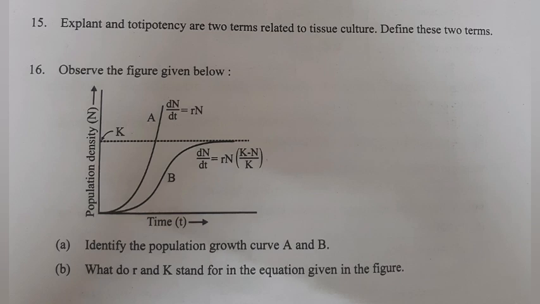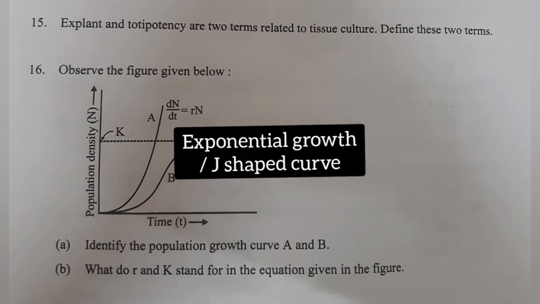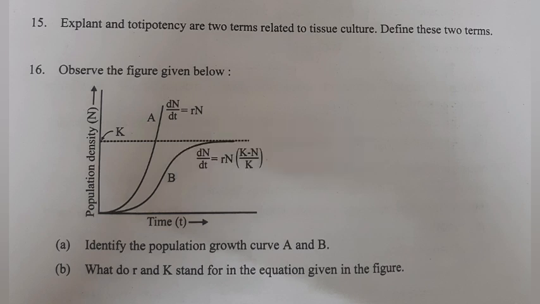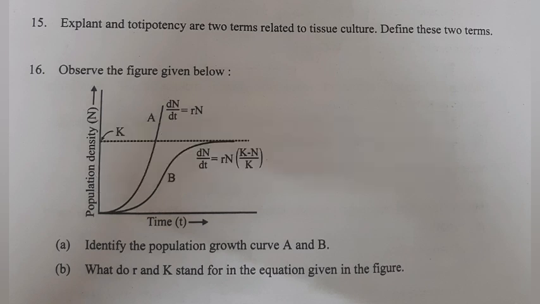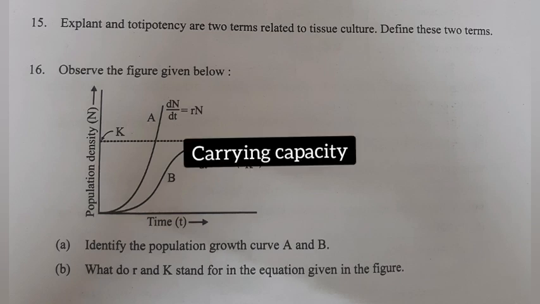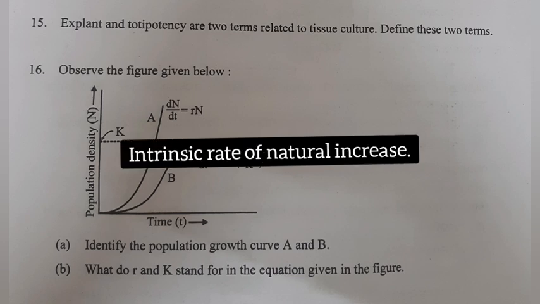16. Observe the figure given below. A. Identify the population growth curve A and B. Answer. A. Exponential growth or J-shaped curve. B. Logistic growth or Verhulst-Pearl logistic growth or sigmoid growth or S-shaped curve. B. What do R and K stand for in the equation given in the figure? Answer. K. Carrying capacity. R. Intrinsic rate of natural increase.